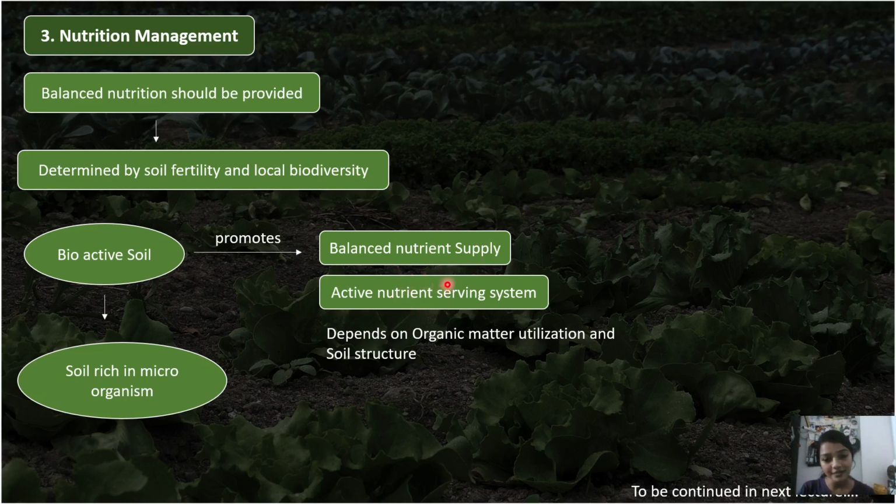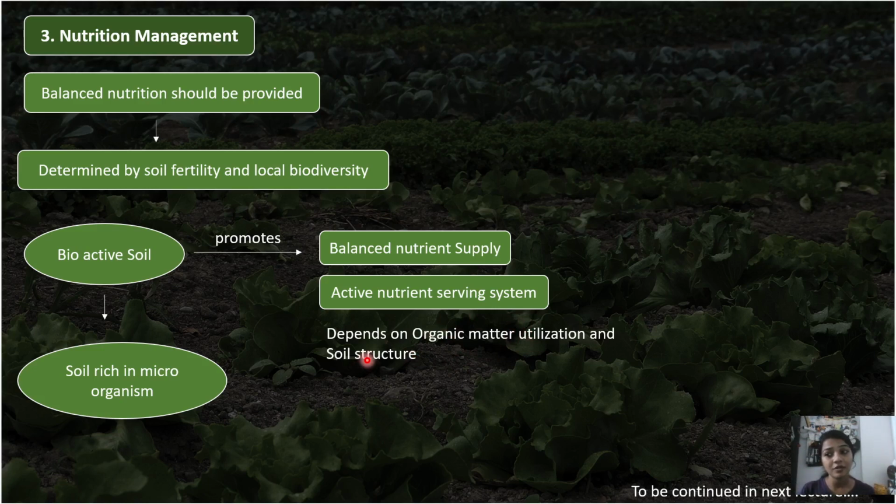What these microorganisms do is break down the dead matter that is present in the soil, and during this process they release nutrients into the soil, and these nutrients get utilized by the plants, and the plants become healthy naturally. So therefore it is said that bioactive soil is an active nutrient serving system, right? This depends on how much organic matter is being utilized and what your soil structure is, right?